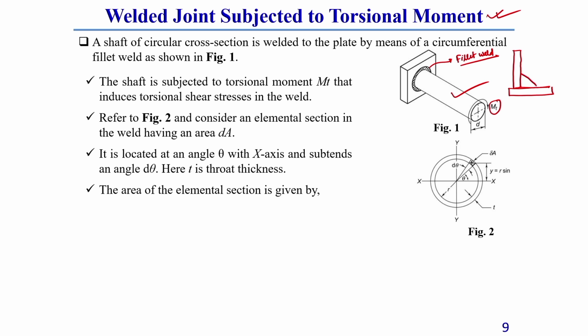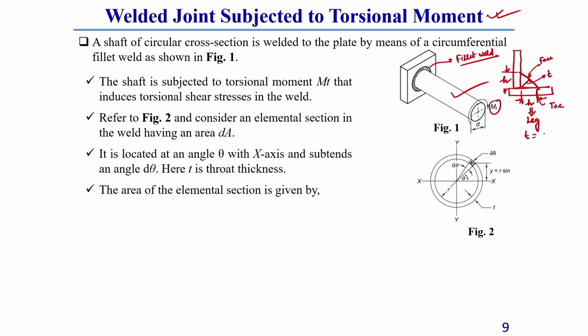A fillet weld looks like this, it has a triangular shape. This is generally called the face, this is called the toe, and from here to here is called the leg, which I am representing as a. This is another leg. Generally here we consider both leg lengths the same, a, and the perpendicular distance from the face to this corner point is called the throat thickness, T.